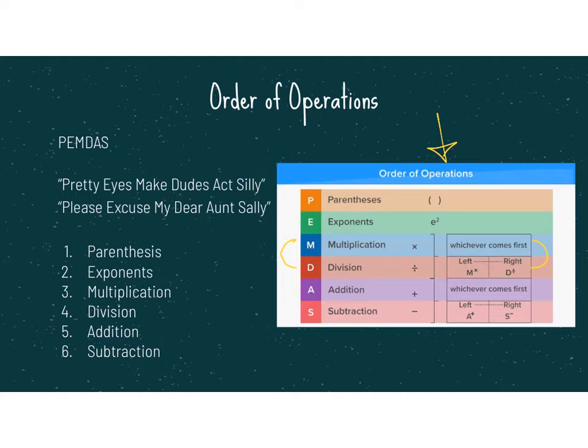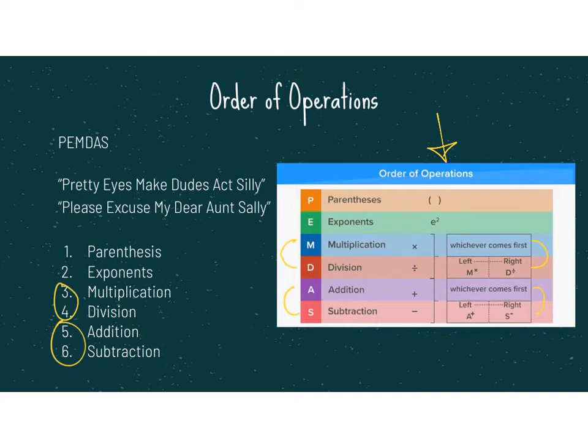The same is true for addition and subtraction. Addition and subtraction go together from left to right. So sometimes that means you'll be subtracting before you add. You just have to go from left to right in the expression, just like we read a book. So really there are 4 different steps here in our order of operations.